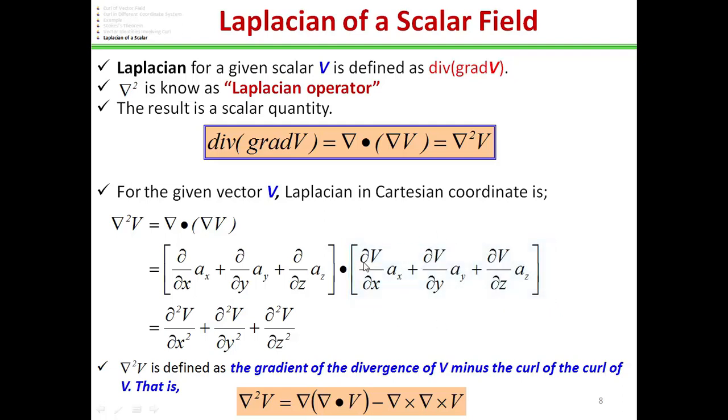That can be written as del Vy by del x ax plus del Vy by del y ay plus del Vy by del z az. After taking the divergence of this gradient function, we will have del square Vy by del x square plus del square Vy by del y square plus del square Vy by del z square. The Laplacian of a vector field V is defined as del square V is equal to the gradient of the divergence of V minus the curl of V. That means del square V is equal to del dot V minus del cross V.